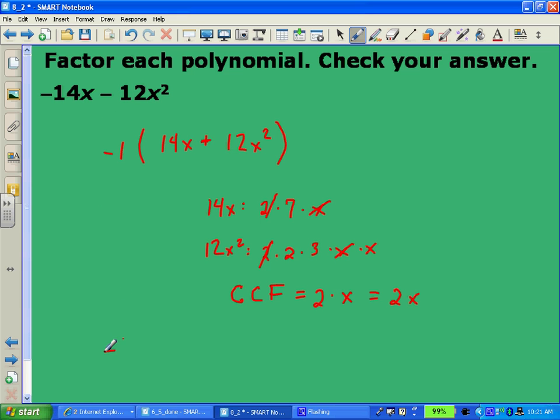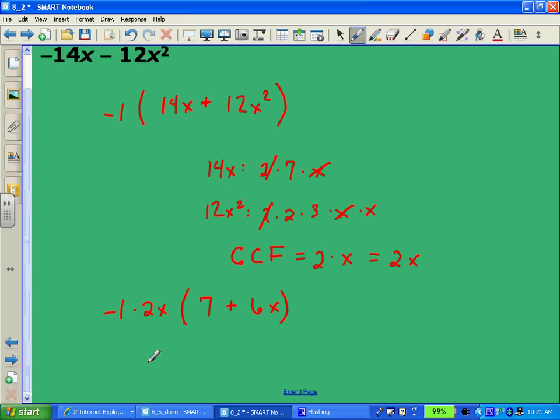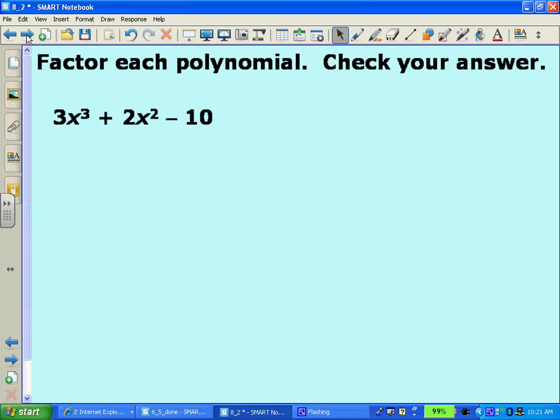If I bring that out front, remember I already have that -1 out there, so those two get multiplied together. If I take a 2x out of 14x, I just have 7. And if I take a 2x out of 12x squared, I have 6x. So -1 times 2x is -2x, and then I have 7 plus 6x. So if you see ones like that, where we start with a negative, we can factor out a -1.